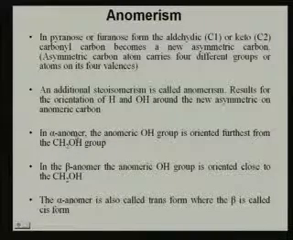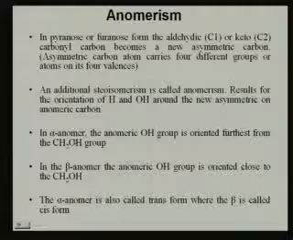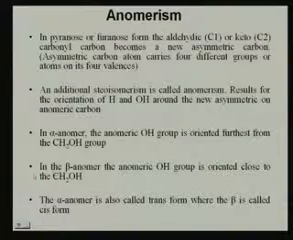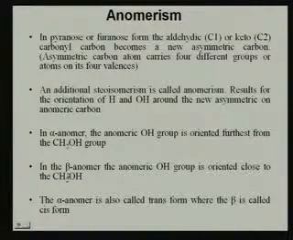The alpha anomer is the one where the anomeric hydroxyl group is oriented furthest from the CH2OH group, and in the beta anomer the hydroxyl group is oriented close to the CH2OH group. What does it mean?